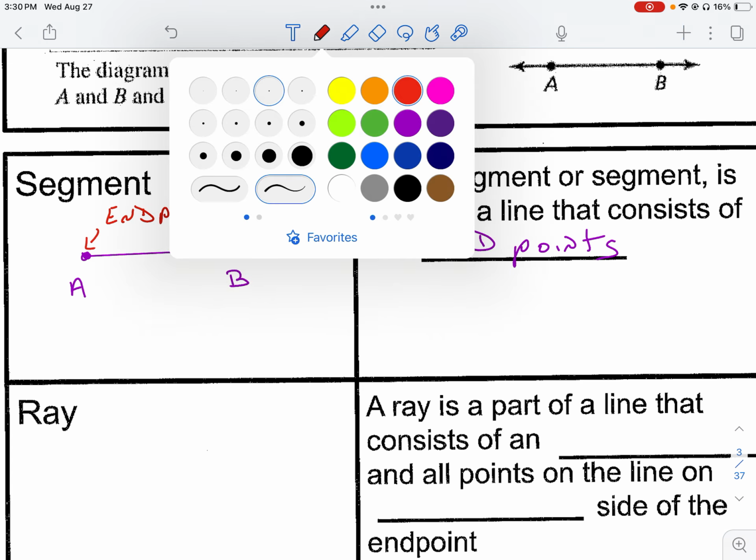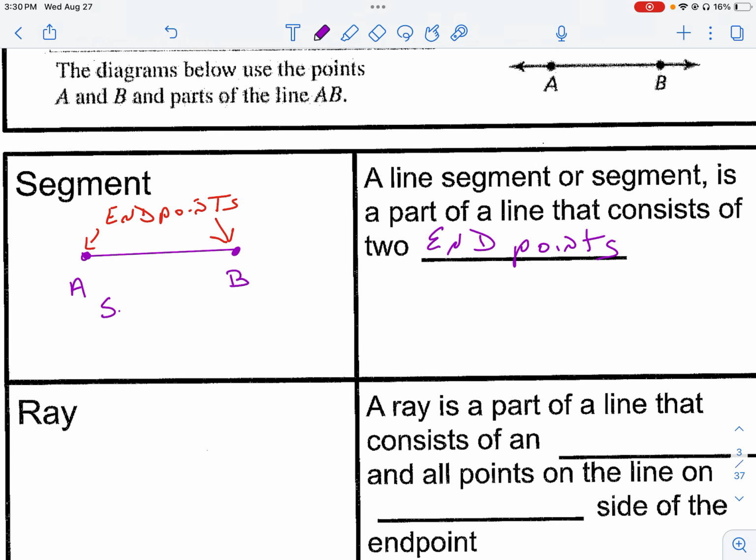And when we name this, we're going to call it segment AB, or we're going to call it AB and draw a little line segment above it. And if you remember, when we named the line AB, we did the arrows. No arrows on a segment. We want to show that there's a start and a stop to these.